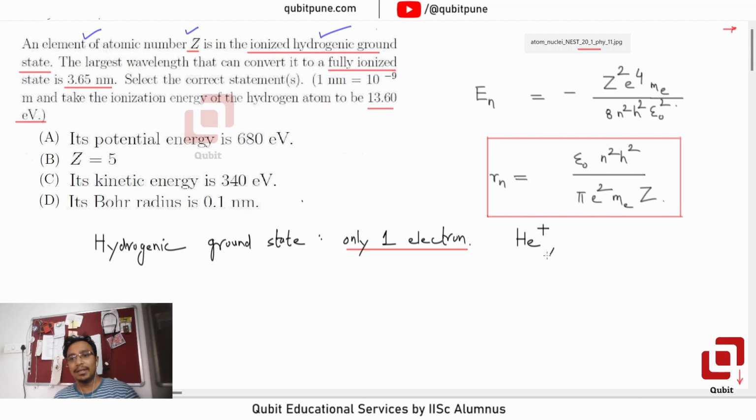Lithium has how many electrons? 3, right? So Li2 plus, that is the hydrogenic ground state. Then beryllium is the next element with atomic number 4. So beryllium with 3 electrons removed is in the hydrogenic ground state. Only one 1s electron is there. So have you understood this part? Yes, sir. Okay.